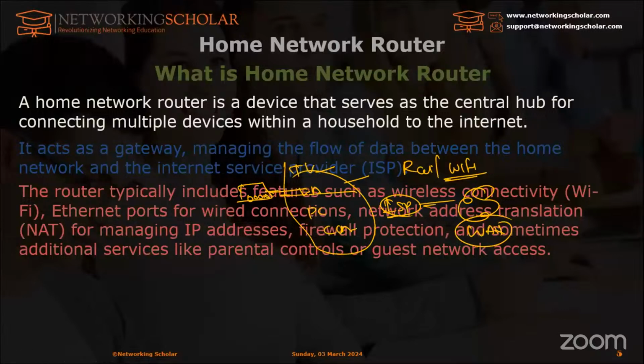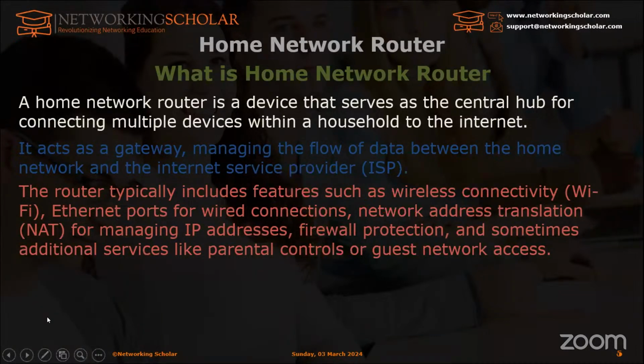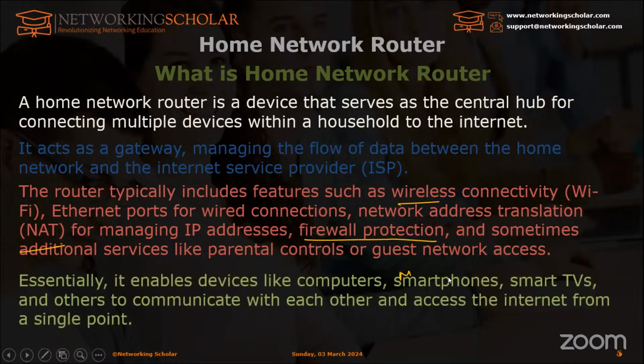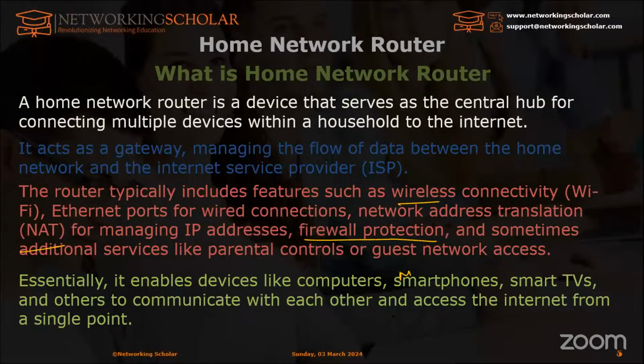It can also do NAT, network address translation. It also provides wireless, and it can do some kind of firewall protection. If we want to establish a connection between multiple devices, like a smart TV and anything else, we can connect them and surf the internet. So this is our home router.